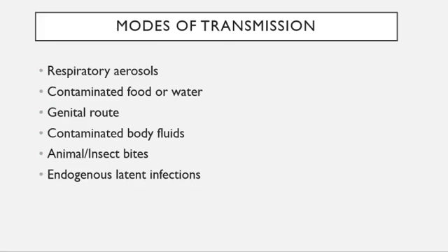So these are viruses that have lain dormant. Maybe when you become immunocompromised, they show up. An example might be shingles from the varicella zoster virus.